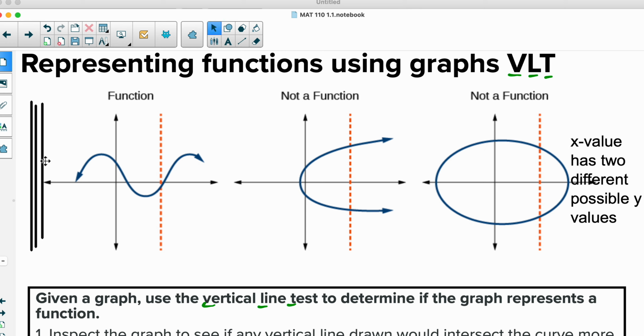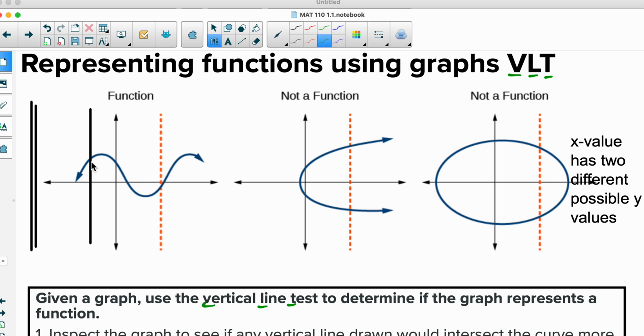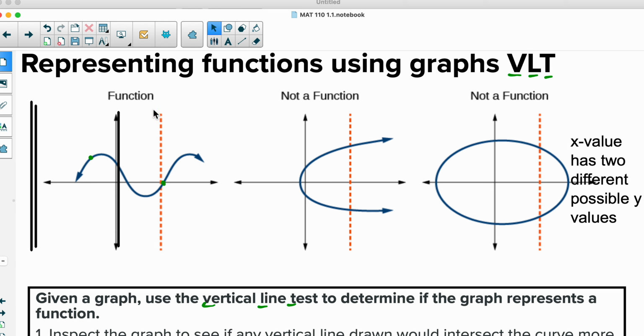And really what that means is, you can grab your pencil and vertically travel along your relationship. You just want to see that no matter where I travel along this curve, when I have a vertical line, it will go through that graph at one point and only one point.